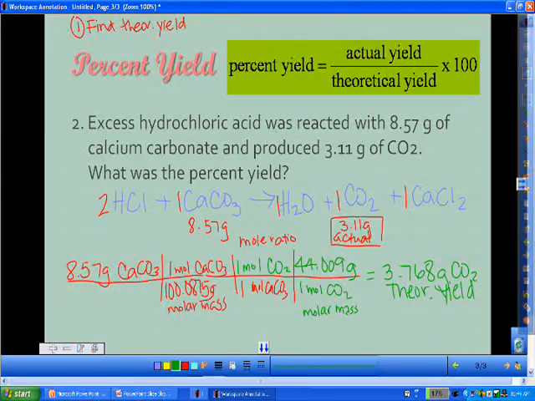However, we know that these laboratory experiments aren't perfect, and so if we compare our theoretical to our actual, we see that the actual yield is a little bit less. And so let's make a calculation to see our percent yield for this equation. We're going to place our actual yield first, 3.11 grams of carbon dioxide, divided by 3.768 grams carbon dioxide multiplied by 100. And this should give us a percent yield of 82.5% yield for carbon dioxide.